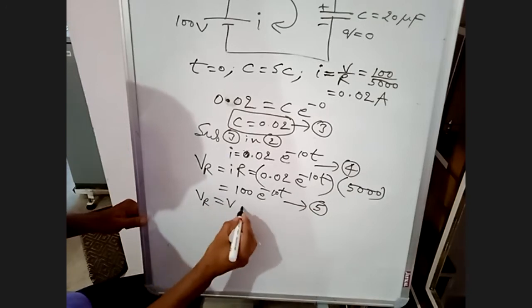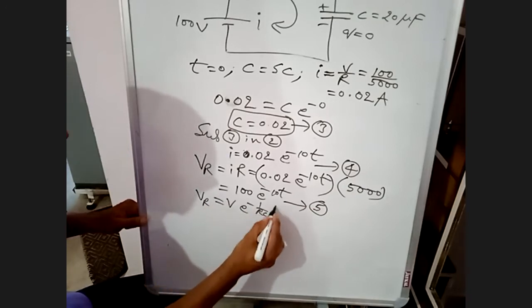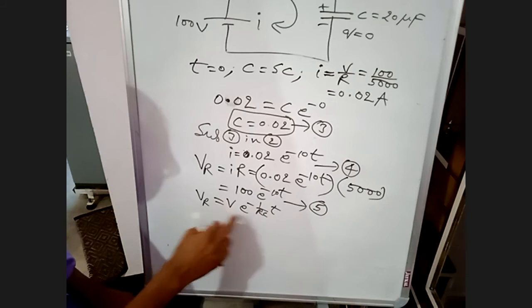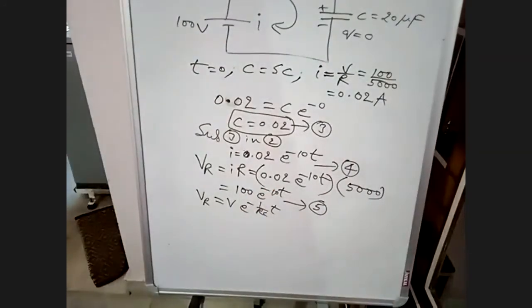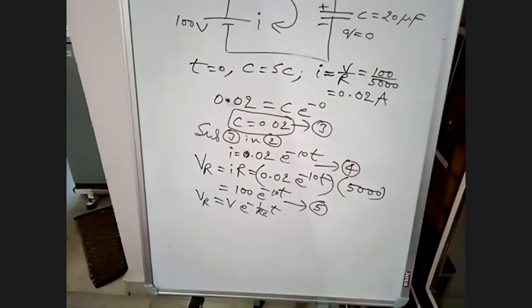Otherwise, we can use the formula also. We had derived the formula. Since V is 100 and 1 by RC is 10, you will get the same thing. We can use the formula or we can derive. VR is equal to I into R, and you have derived the formula VR is equal to V into e power minus 1 by RC into t. If you substitute that, you will get the same one.